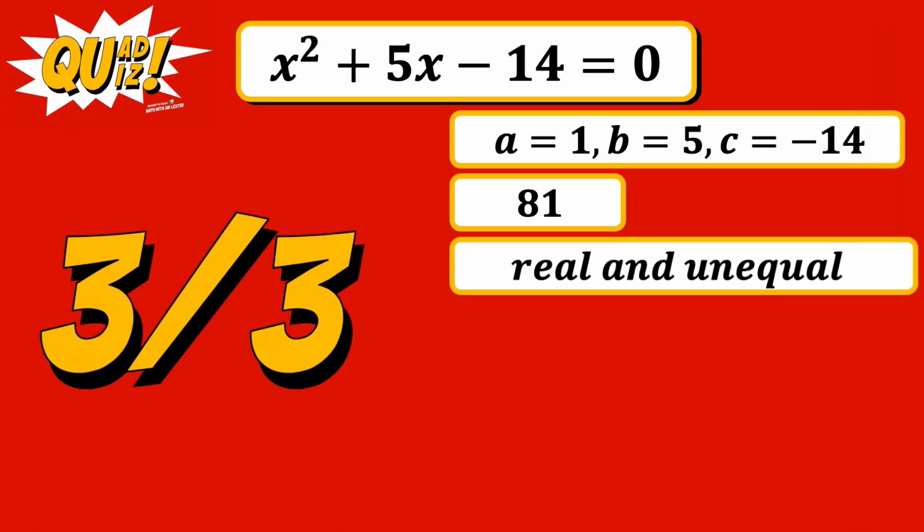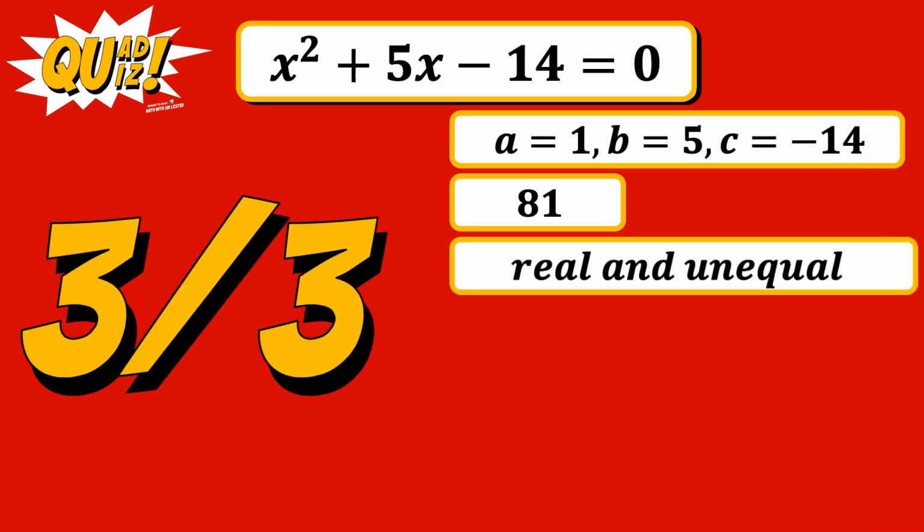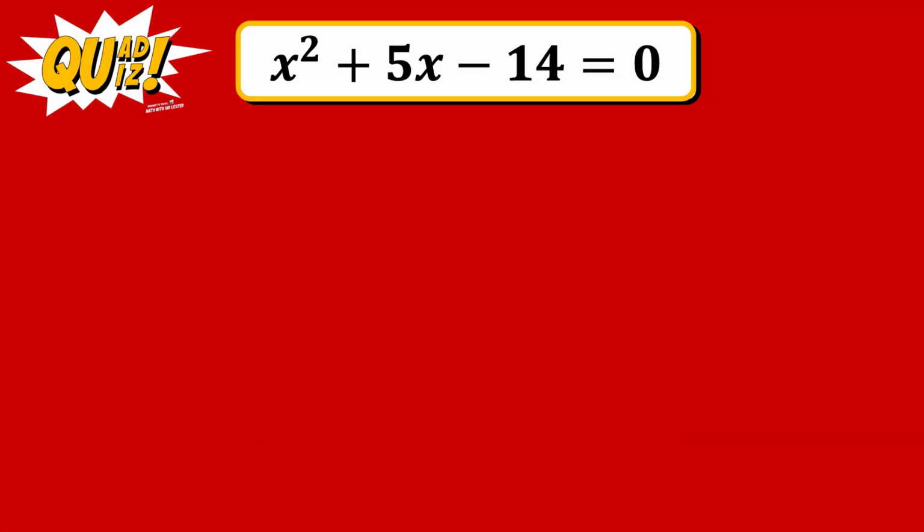Did you get 3 over 3? If not, please continue viewing this video. This time, our quadratic equation is a trinomial quadratic equation where all the coefficients are given. That's the first step we need to do in order for us to solve or identify the types of roots, whatever be the roots of this quadratic equation.